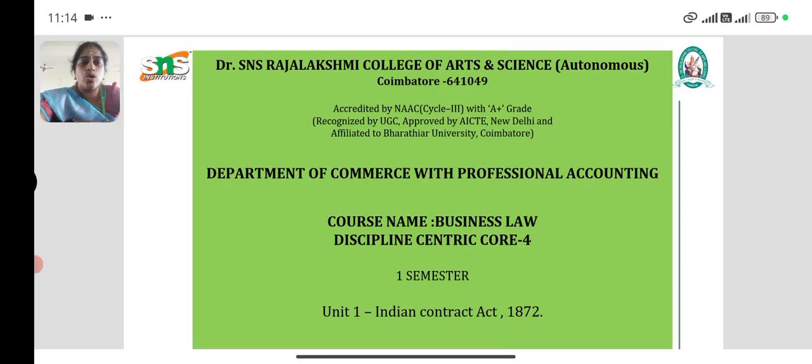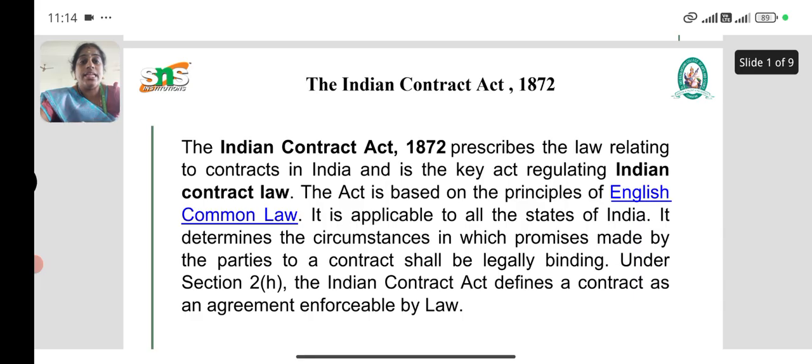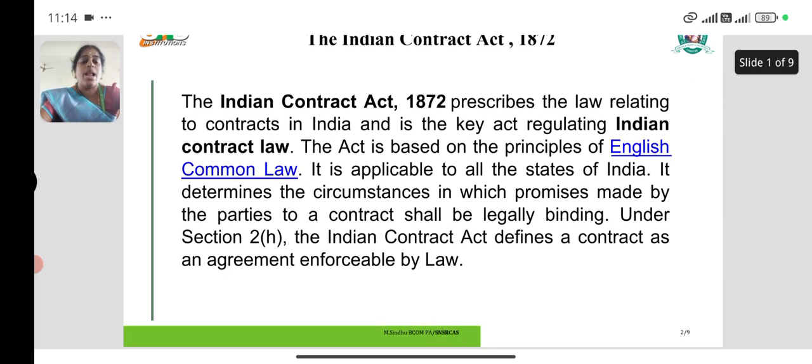In this video, we are going to see about the Indian Contract Act. The Indian Contract Act of 1872 prescribes the law relating to contract in India and is the key act regulating contracts. The act is based on the principles of English common law. It is applicable to all the states of India. It determines the circumstances in which the promises made by the parties to a contract shall be legally binding. Under Section 2(h), the Indian Contract Act defines a contract as an agreement enforceable by law.